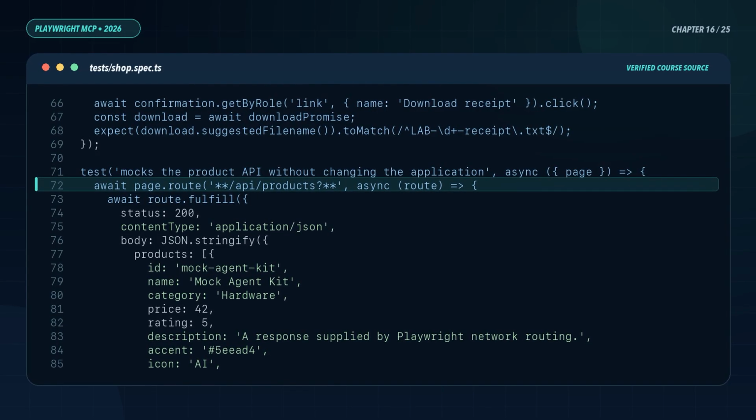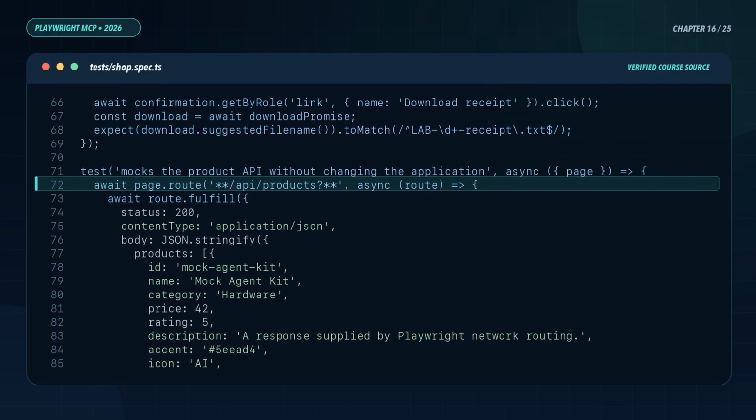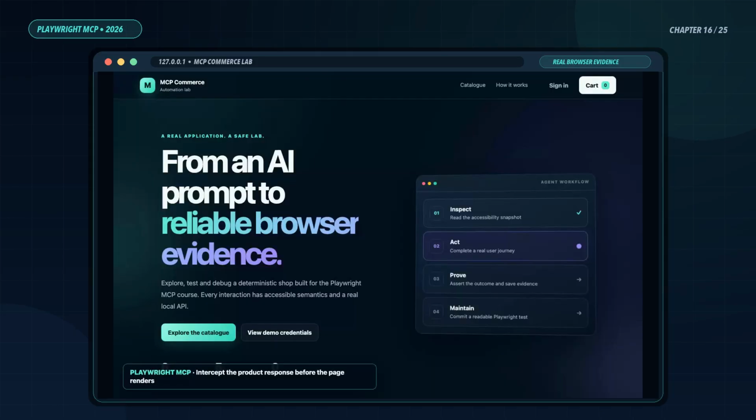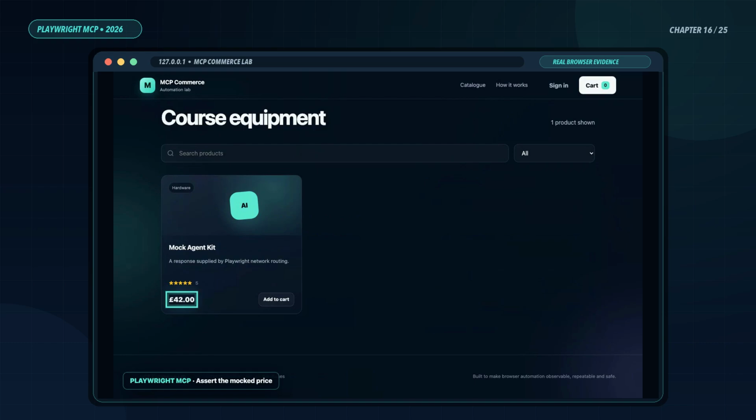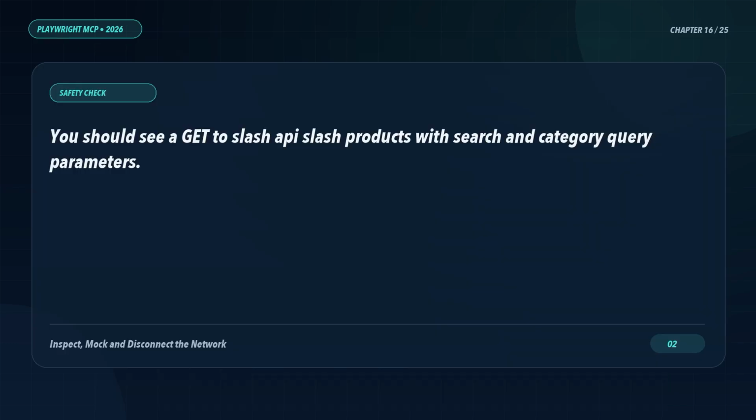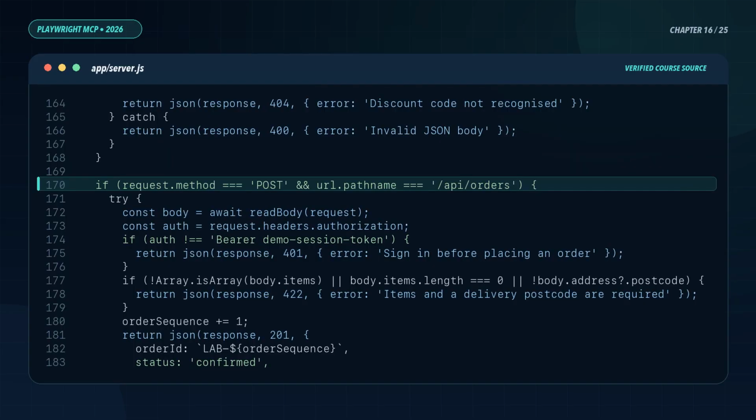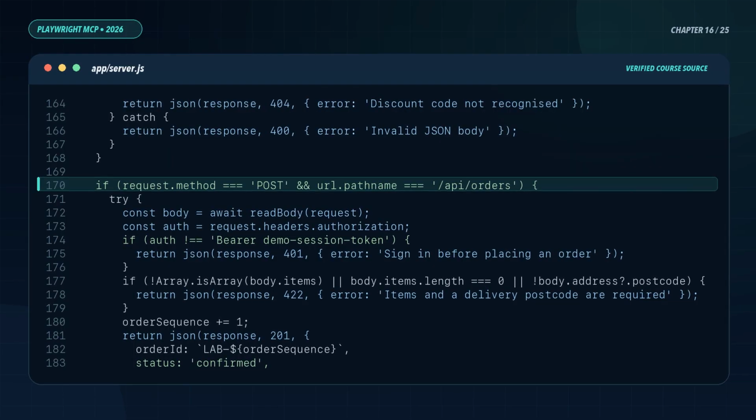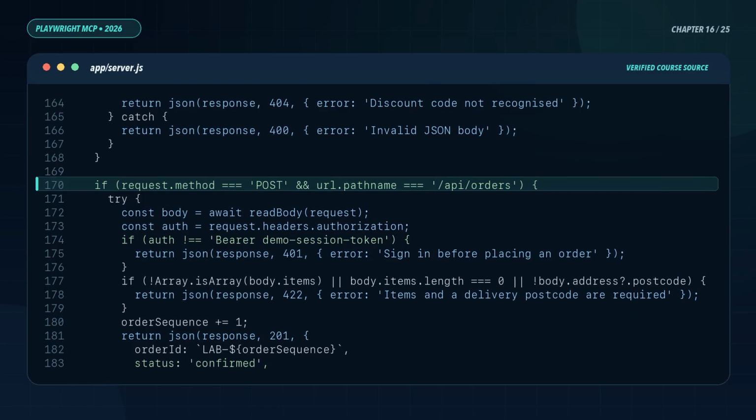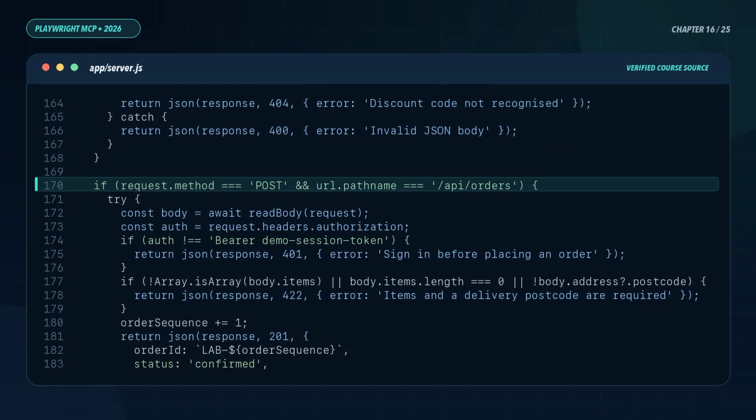During sign-in and checkout, the important calls are POST /api/login, POST /api/discount, and POST /api/orders. The verified server prints a number beside each request. Use browser network request with that number when you need its headers or body. Inspect sensitive details only when the investigation requires them, and avoid echoing real authorization values into chat.